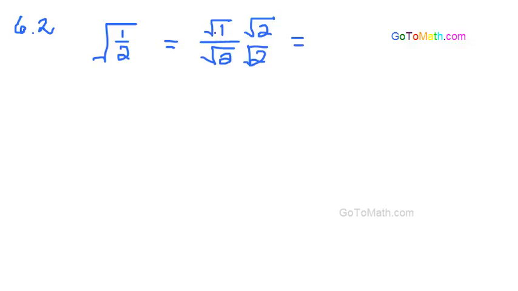And so now we have this, and of course the square root of 1 is just 1. So 1 times the square root of 2 is just the square root of 2. And that's going to be all over, now of course, the square root of 2 times square root of 2 is just 2.